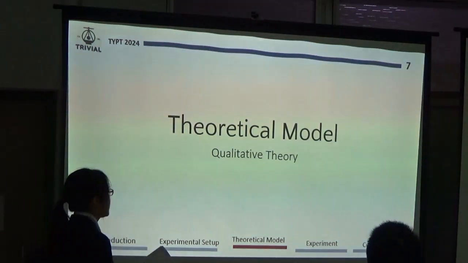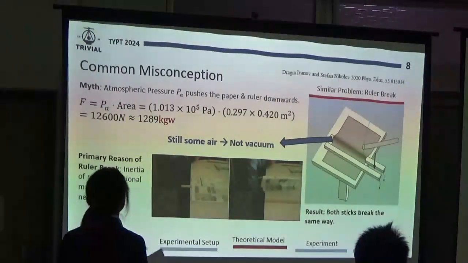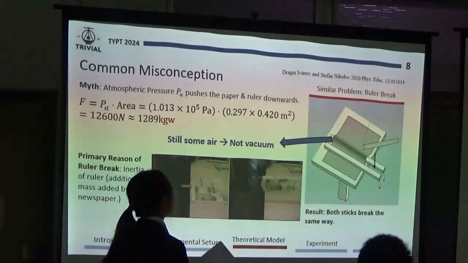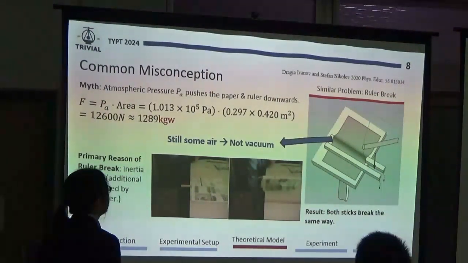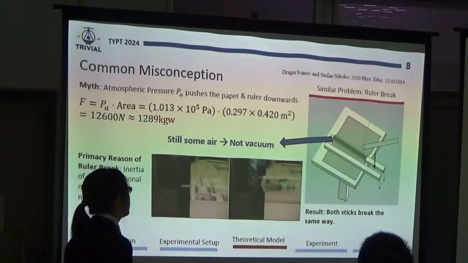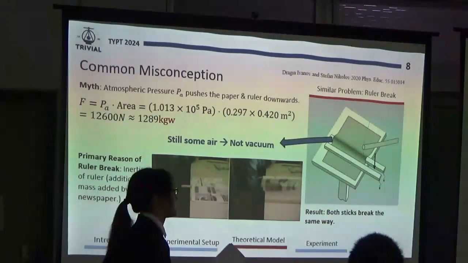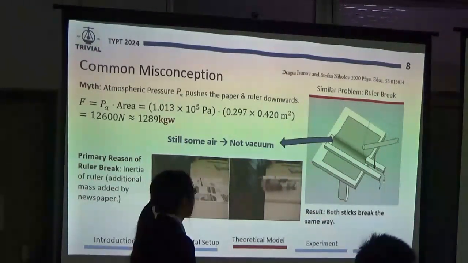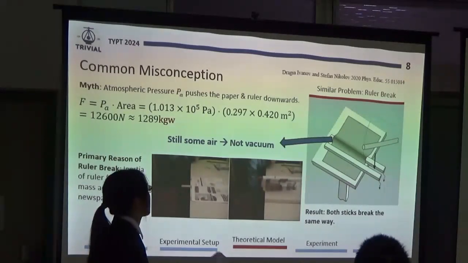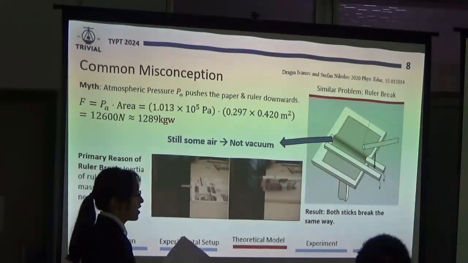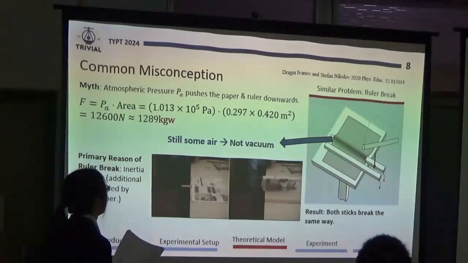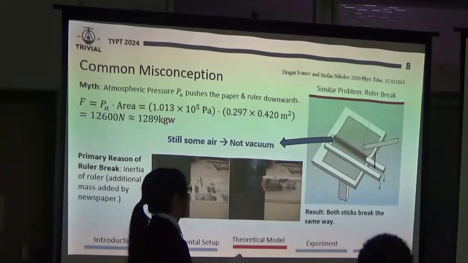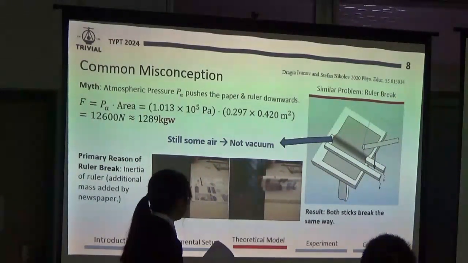Okay, so now for the qualitative theory. There is a common misconception that the ruler doesn't fall because of the atmospheric pressure. But if we calculate the atmospheric force, we can see it is over 1,000 kilograms, which is very unreasonable. The reason this is not true is that there's still some air under the paper, which means it is not a vacuum. Research on a similar problem called ruler break has revealed that the correct reason is not the atmospheric pressure, but the pressure difference under the paper that pushes the ruler back onto the table.